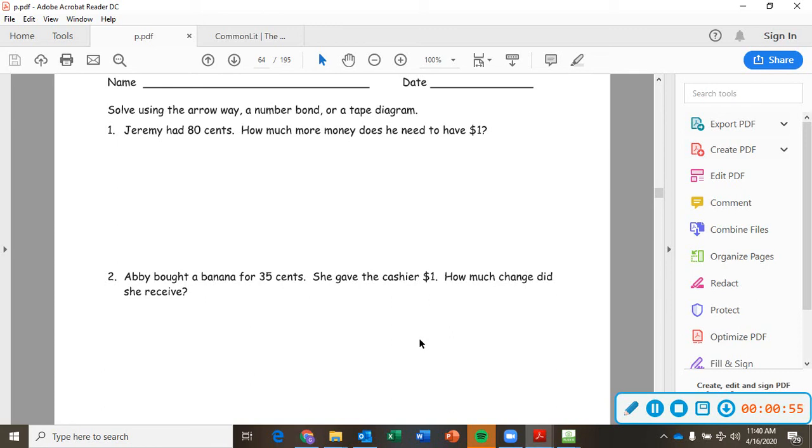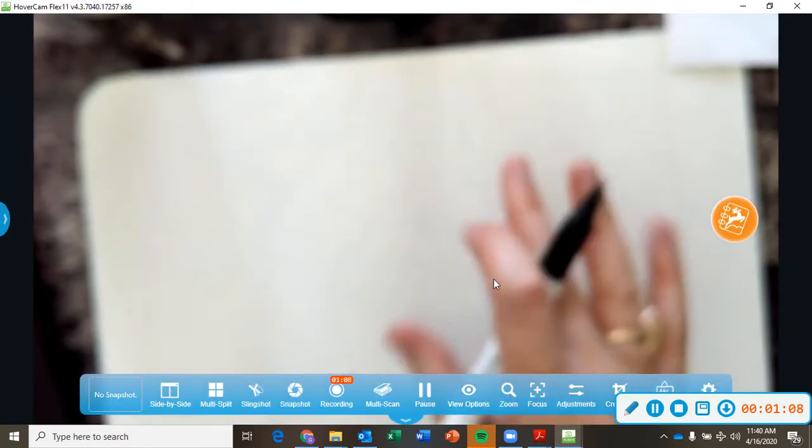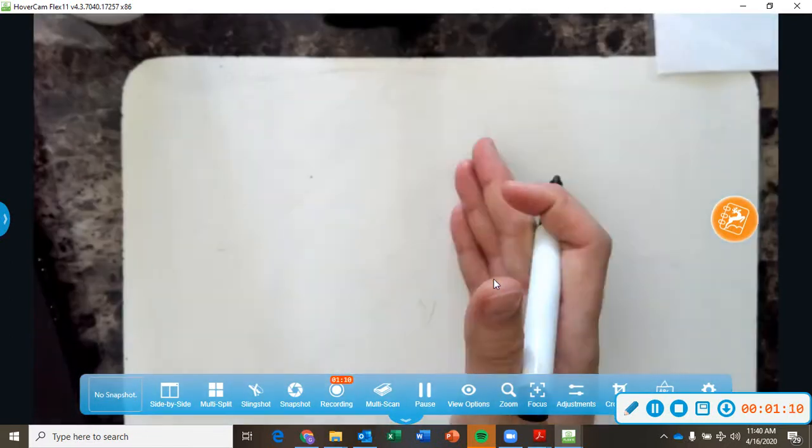All right, so the first one says Jeremy has 80 cents. Okay, so we know he has 80 cents. And how much more does he need to make $1? Okay, so I'm going to pull up my screen. It'll go unblurry in just a second. It does this a lot.